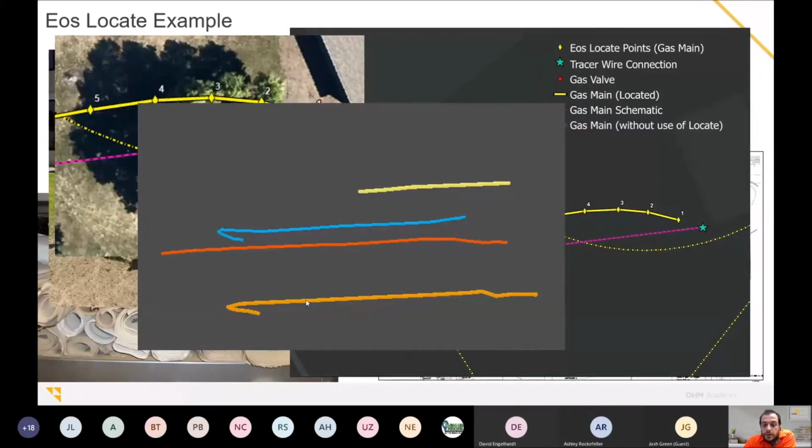And here's a different location, but it creates a 3D profile of your assets. Yellow at the top is CCTV, blue is copper fiber, red is electric, orange is gas. You can see the varying elevations along the line, up and down, left and right, and it really got us a concrete answer as to truly where the assets were.